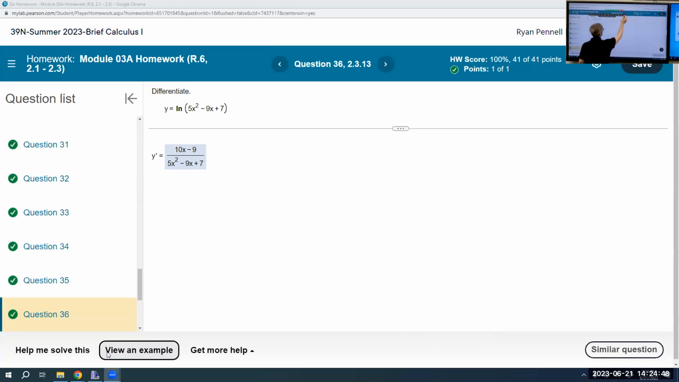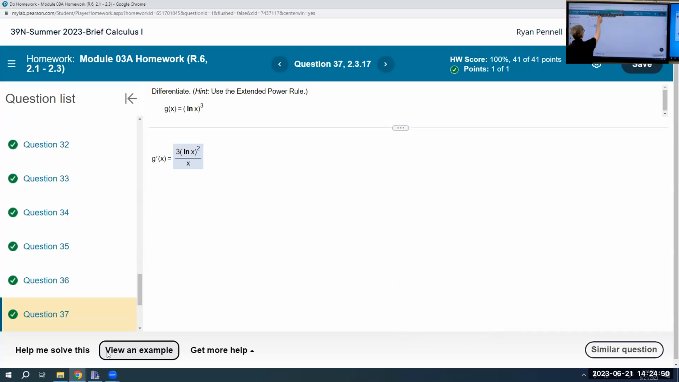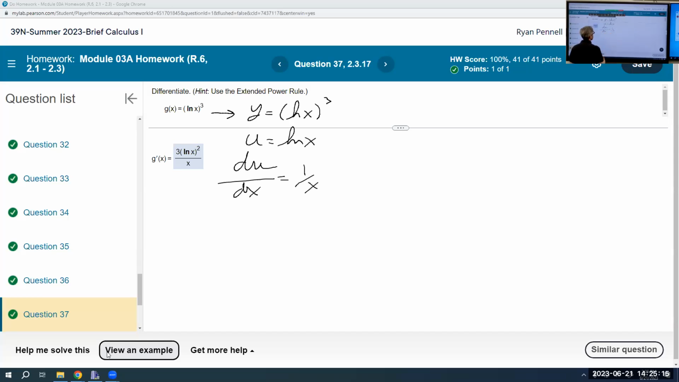Look at more problems I want to do. D of x equals natural logarithm x to the third. Okay. Y equals ln x to the third. Let's let u equal ln x. If I do that, du dx equals 1 over x by our theorem.